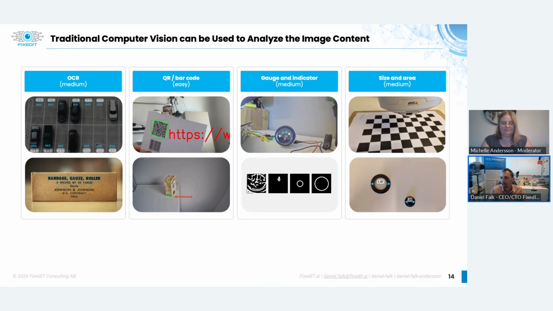And finally, we have size and area. You can use the camera to estimate how large an object is or how big volume something is. And these are all estimates. If you want really accurate detections, then a camera is probably not the right way to go. But if you already have a camera, or if you want a more flexible solution, then this might be the best way.